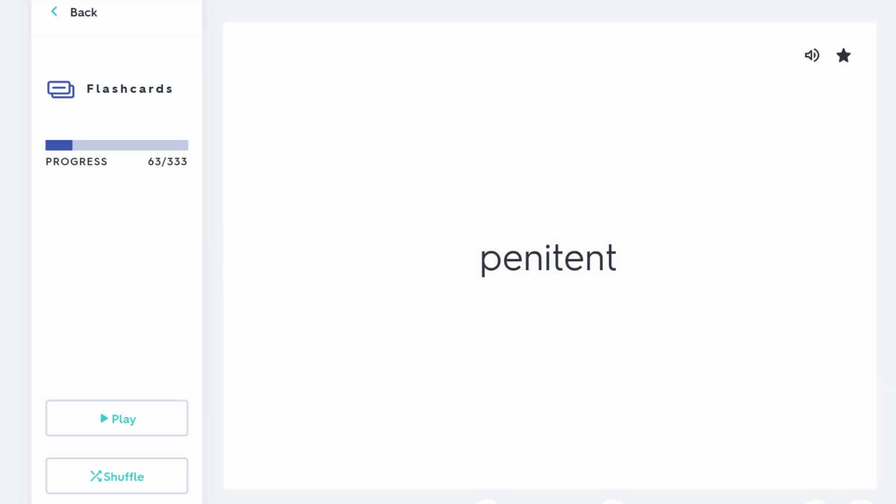Contrite. Penitent. He was contrite after he had been very abusive. Penitent, wanting repentance, wanting forgiveness. Contrite.